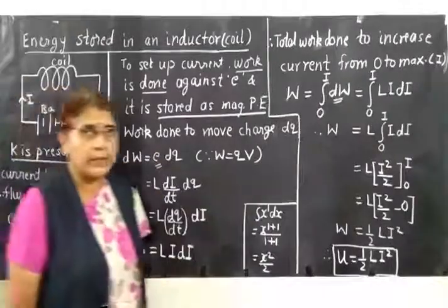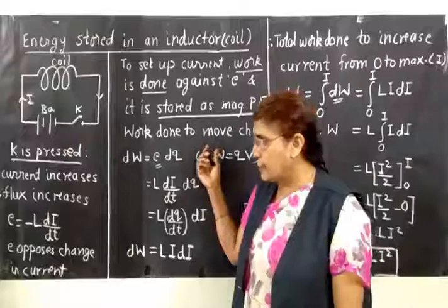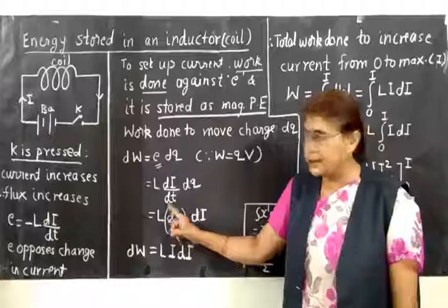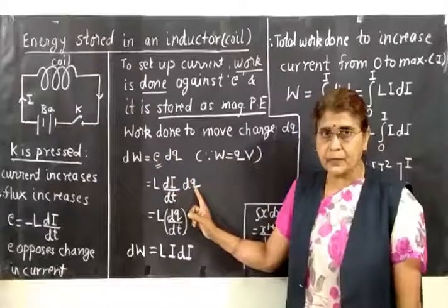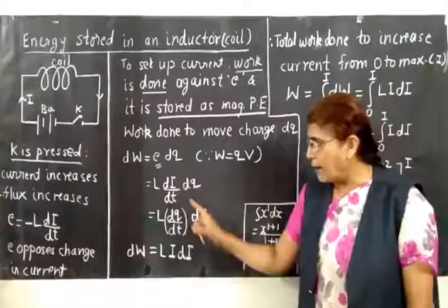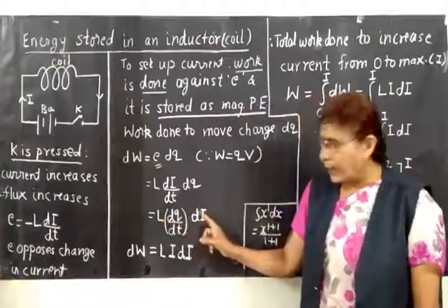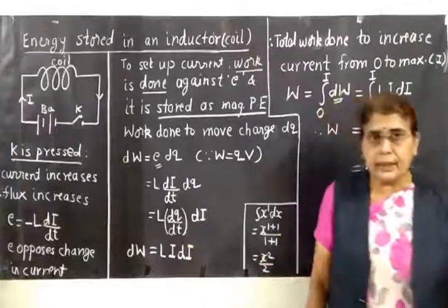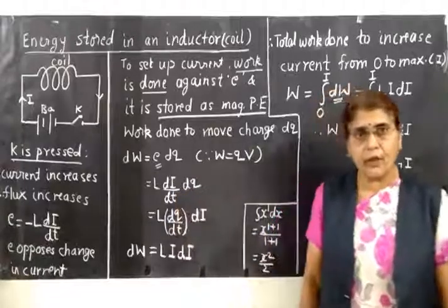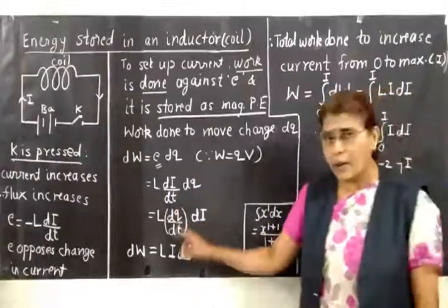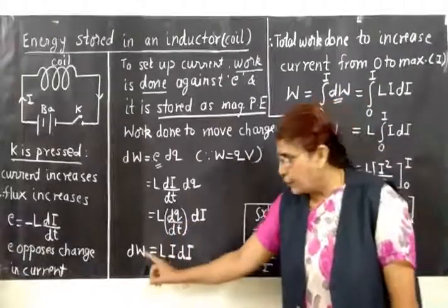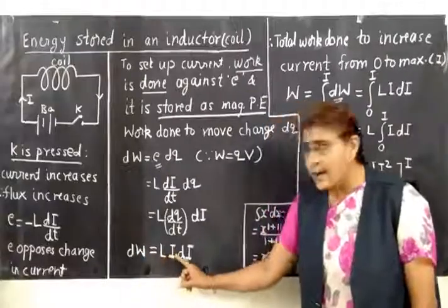E is the induced EMF. Let us put the value of the induced EMF, only the magnitude. So we shall get it as L di upon dt. This is the value of E into dq. We shall slightly rearrange the terms. We shall take dt to this side. So you will have L into di dq upon dt. So what is dq upon dt? d by dt of q, rate of flow of charge. What is rate of flow of charge? It is nothing but current. Charge upon time is current. So here you will have this bracketed term as I. Therefore dw is equals to Li di.